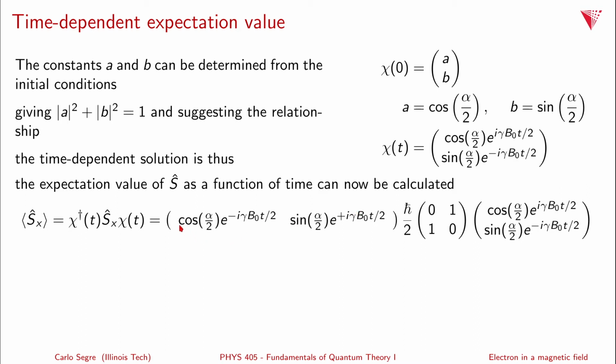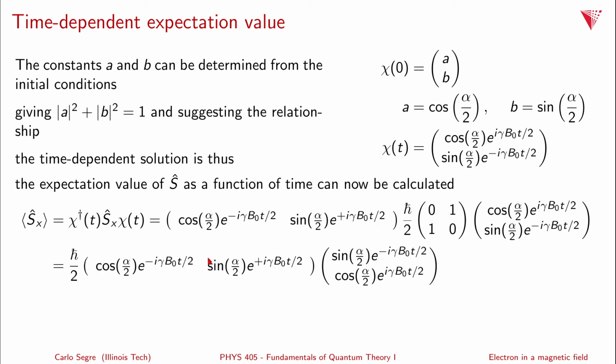So chi dagger is a row vector with the first element being cosine alpha over 2 e to the minus i gamma b sub 0 t over 2. Notice that we flipped the sign on the i for the complex conjugate. And the second element is sine of alpha over 2 e to the plus i gamma b sub 0 t over 2. Then we have our spin matrix S sub x, which is h bar over 2, 0, 1, 1, 0. And over here we have chi of t, just like up here. We can now apply this matrix to this vector, and then take the inner product of the resulting vectors.